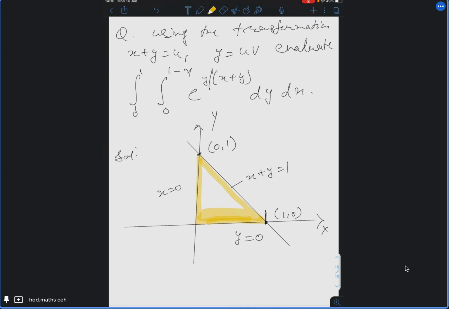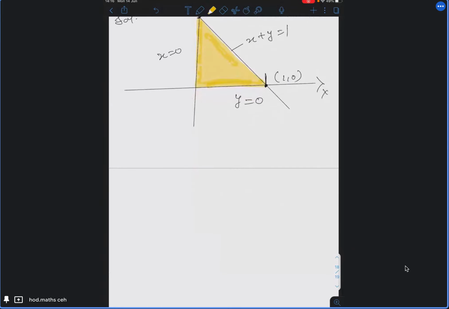This is the region of integration. And which strip have they taken? They have taken a vertical strip here. Now let us change the variables here. The transformation given here is x plus y is equal to u and y is equal to u into v. Now remember, to find the Jacobian, x needs to be purely written in terms of u and v, and y needs to be purely written in terms of u and v. So y is anyhow purely in terms of u and v, but x is not. So we can use this relation here to write x in terms of u and v.